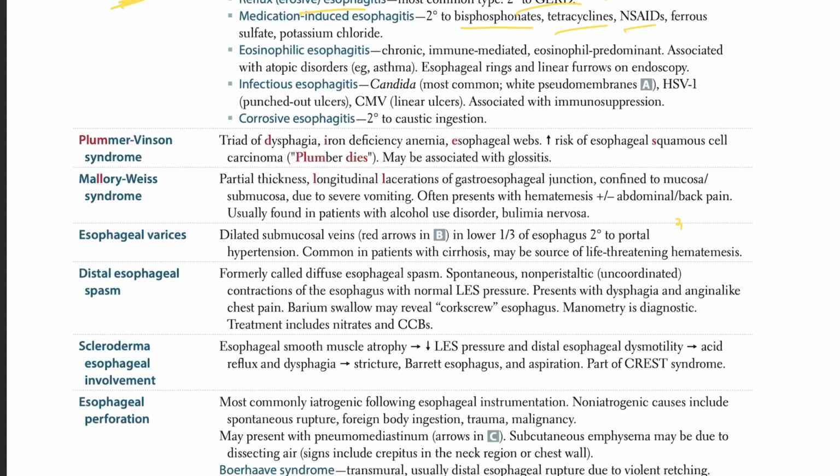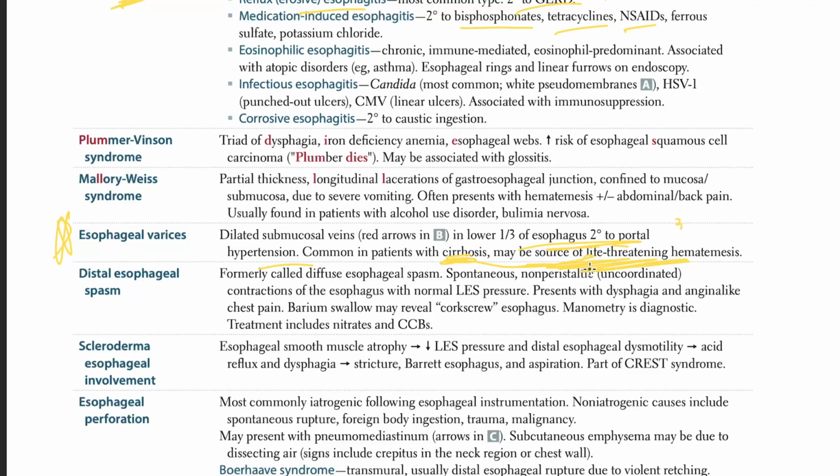Okay, so let's talk now about the varices. Esophageal varices are dilated submucosal veins, arrows in B. Look at this, wow. These are the varices. These are the dilated submucosal veins in the lower third of the esophagus, secondary to portal hypertension. Common in patients with cirrhosis, leading to backflow, causing esophageal varices. Portal hypertension, same thing.